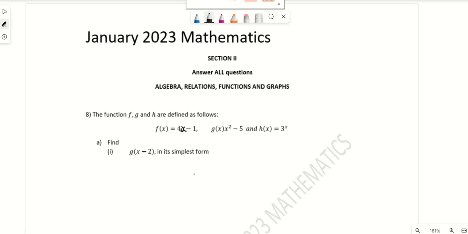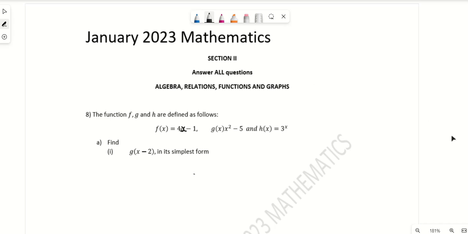So today we'll be doing January 2023, number 8. Right, so number 8 is algebra, relations and functions, and a graph question. Now number 8: the functions f, g, and h are defined as the following. The function for f of x is 4x minus 1. G of x is equal to x squared minus 5. And h of x is 3 to the power of x. Find g of x minus 2 in its simplest form.